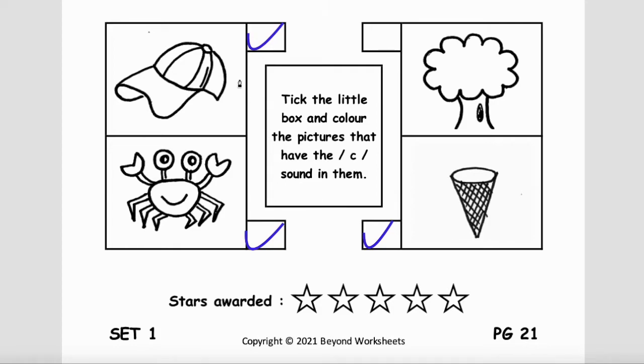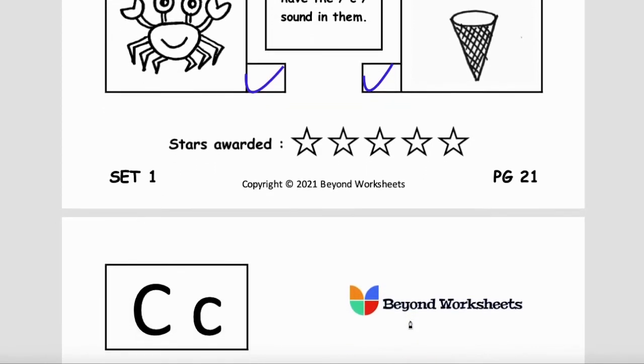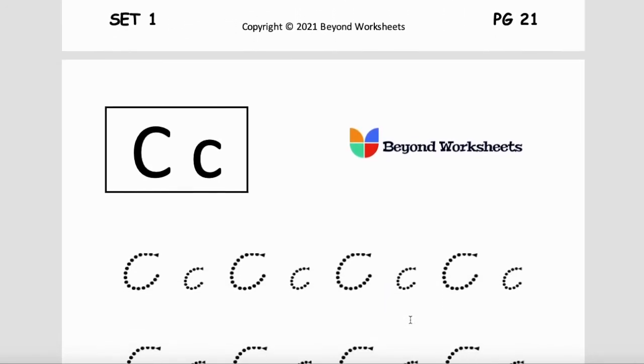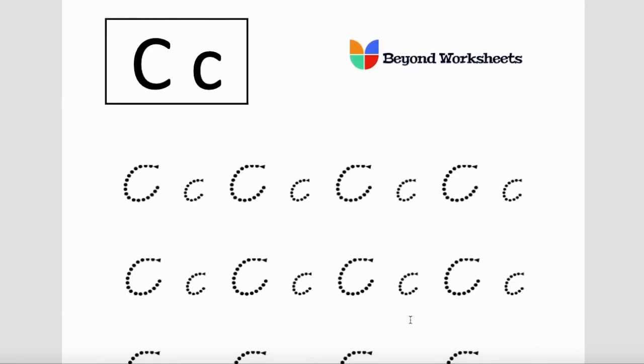Now color the pictures that have the box ticked. And then ask your teacher how many stars have you earned. Color the stars. Let's go on to the next page. Fantastic. More writing practice. Alright, so let me get my arrow ready. There we go.